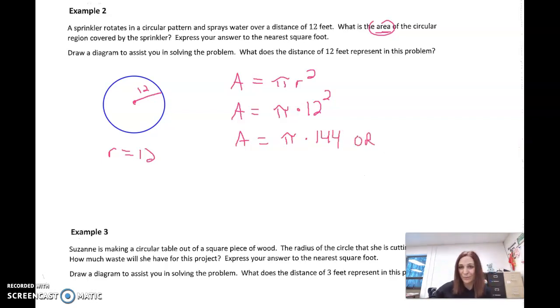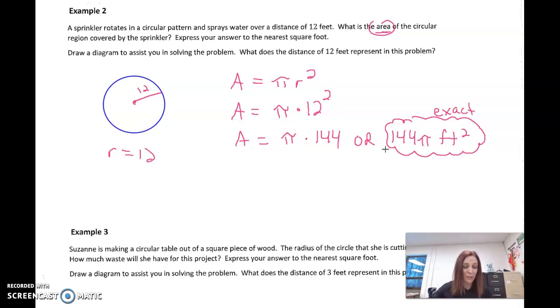Now, remember, we tend to write the 144 first. This right here in square feet. Area is always measured in square feet or square inches or square whatever. This is our exact answer. Okay, so if you have any problems that ask you for exact, you just leave the pi in it.